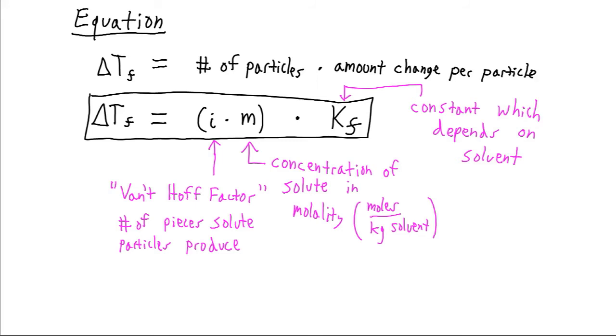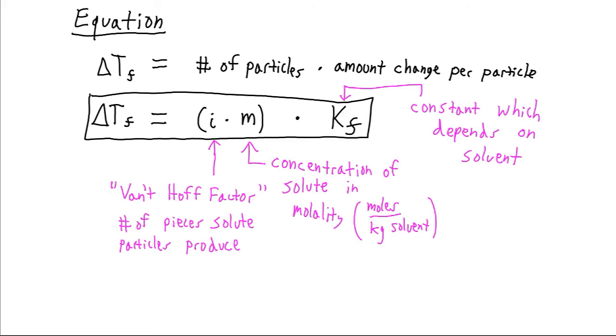Now what happens if we have something like NaCl and it breaks apart into sodiums and chlorines? We're going to have twice as many particles in our solution as we did NaCl's that we counted. So to fix that, we include a factor here, the Van't Hoff factor. That's just the number of pieces the solute particles produce. So if NaCl produces 2 ions, then we would put a factor of 2 here. So we can double our amount of particles that we're accounting for.